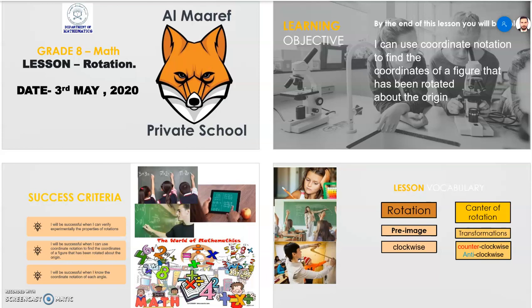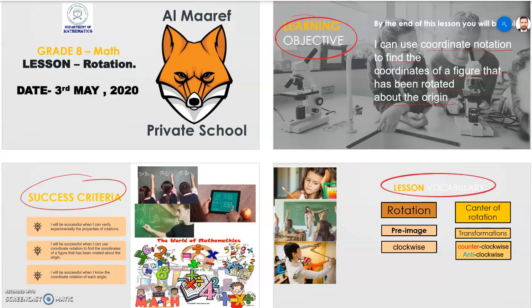Last week, guys, we talked about how to translate and reflect figures. Today, we are going to discuss rotations. As you can see in front of you, the learning objectives: you will use coordinate notation to find the coordinates of a figure that has been rotated about the origin. Please go through the success criteria, the steps for how to solve the questions.